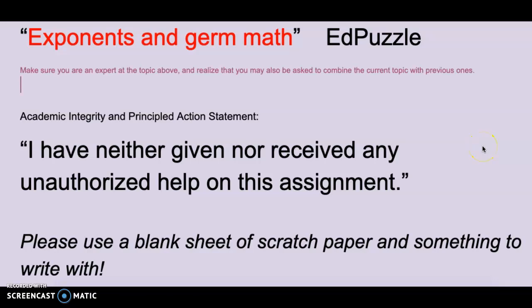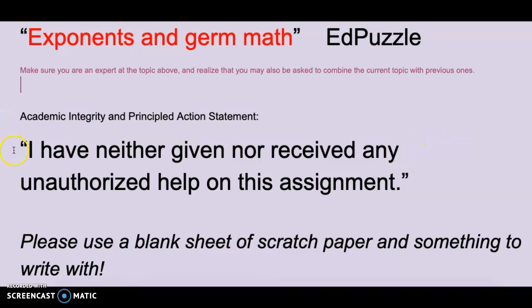Darlings, we are going to do this Ed Puzzle on exponents and germ math. So make sure that you have all of that ready. And of course you need a blank sheet of scratch paper and something to write with. You may use the germ math that you did in class as long as you did not get any help from family members and you did not use any other tabs or a calculator.